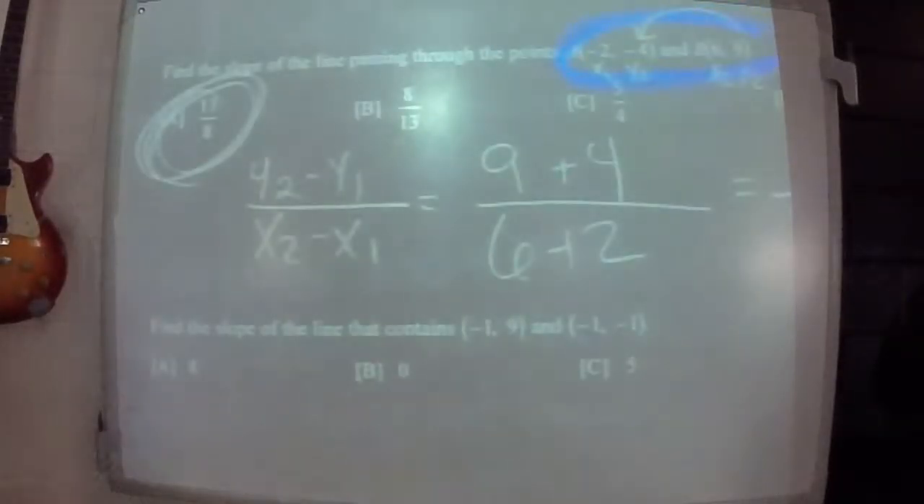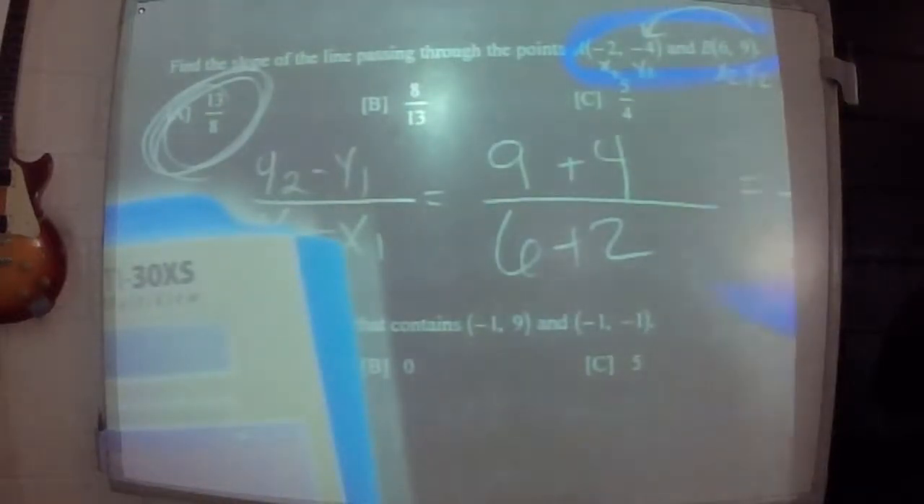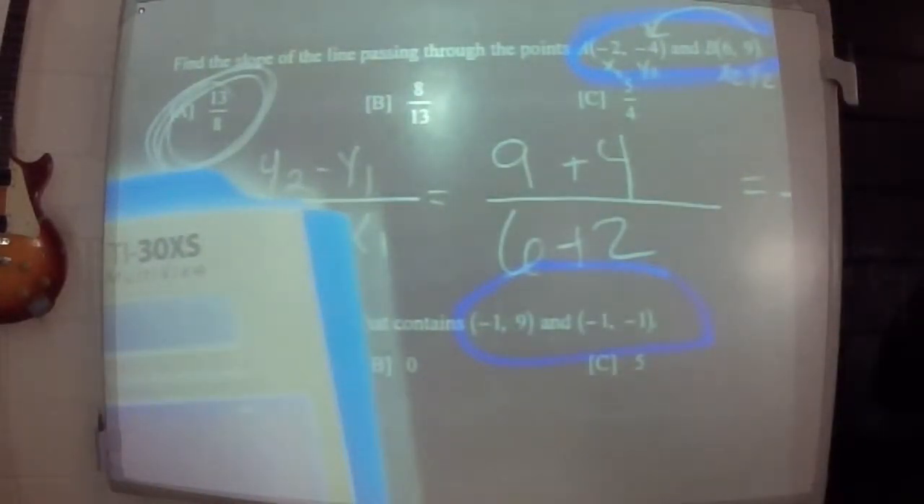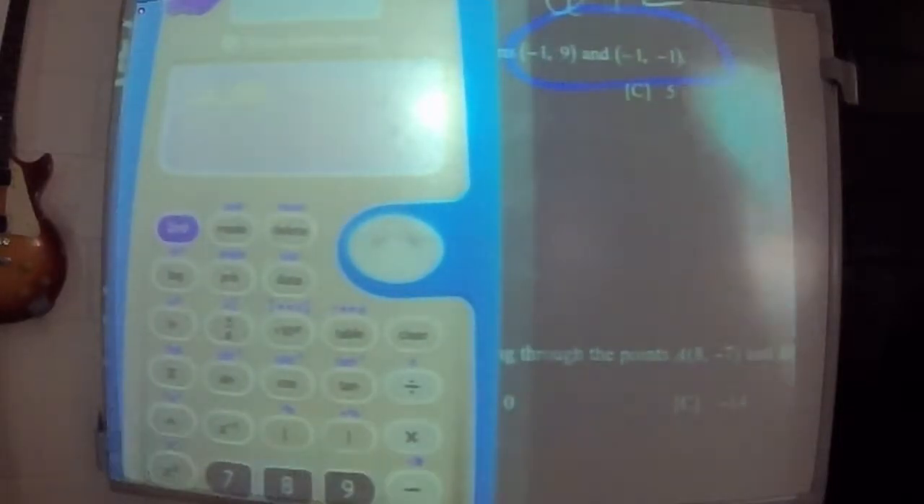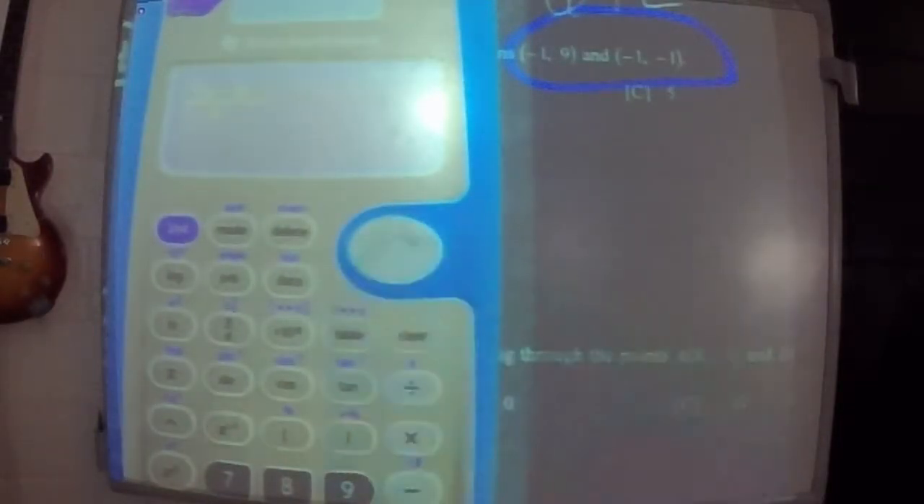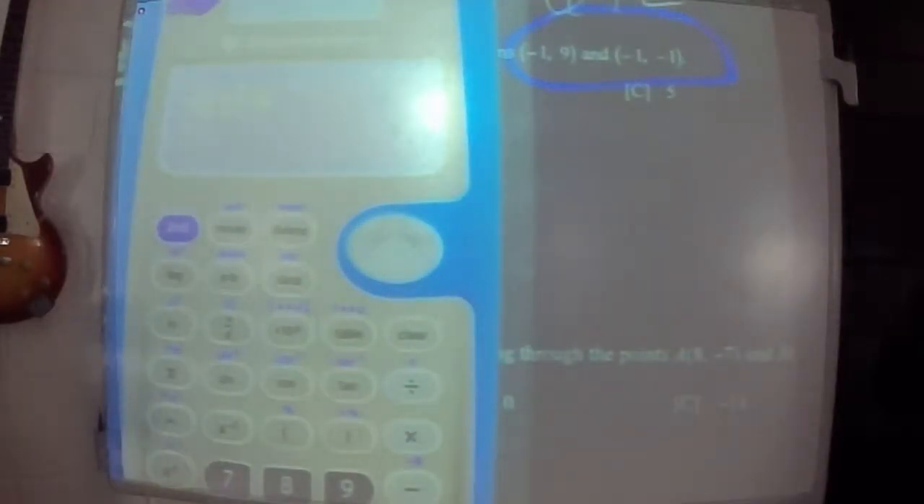So let's do this next one straight up on the calculator. I'm going to hit n over d. Up top, what minus what or what plus what is going up top? -1 minus 9, over -1 minus -1, so -1 plus 1. Okay, I'm going to hit enter, and it's going to say error.